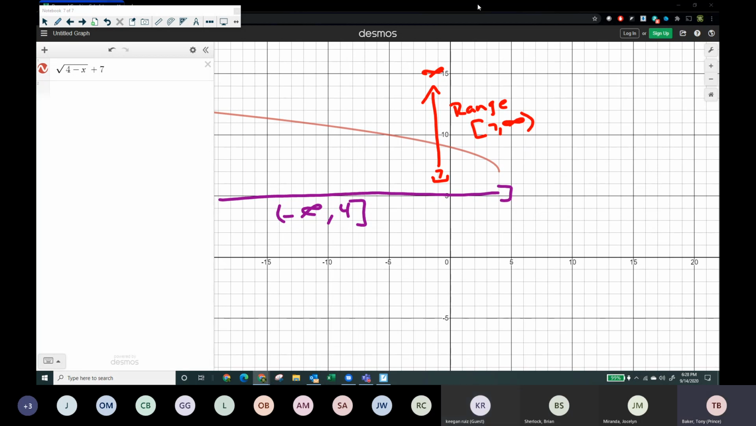Not every function has an inverse. So a parabola, for example, doesn't have an inverse because it fails the horizontal line test. Aha, okay. So there is no inverse of y equals x squared because it fails the horizontal line test.